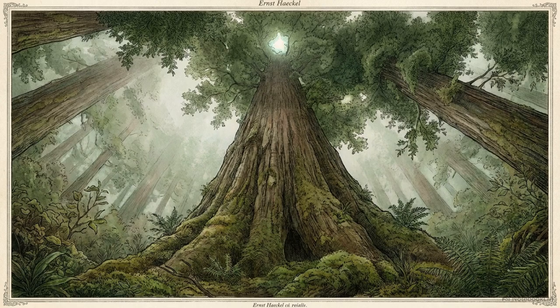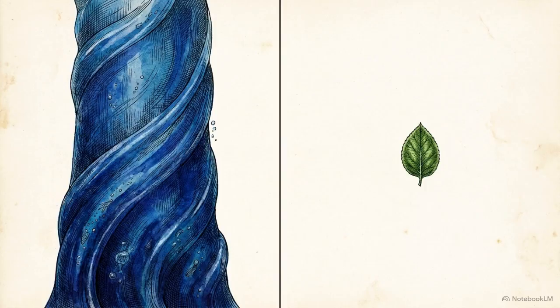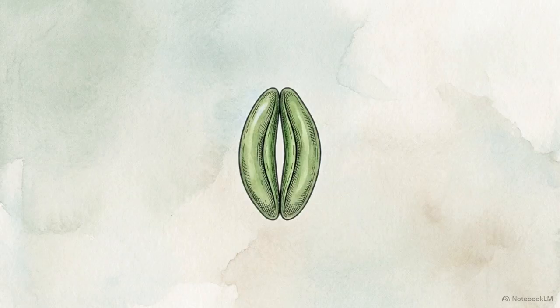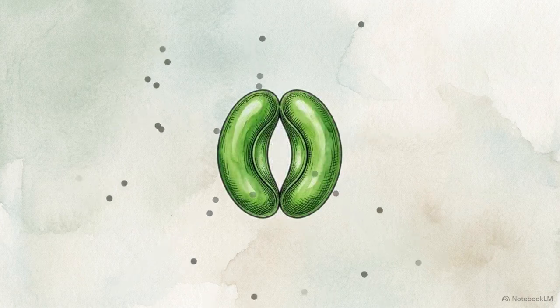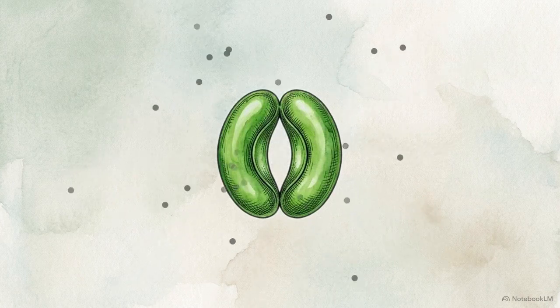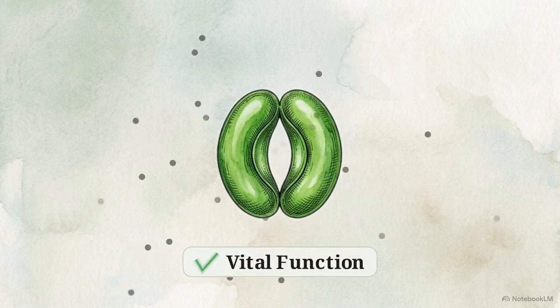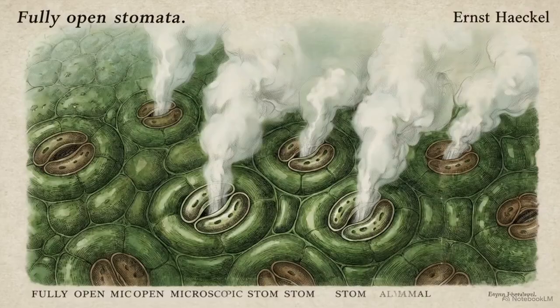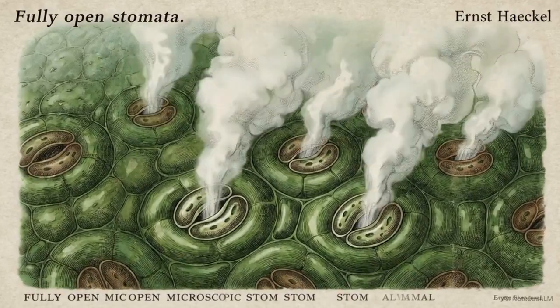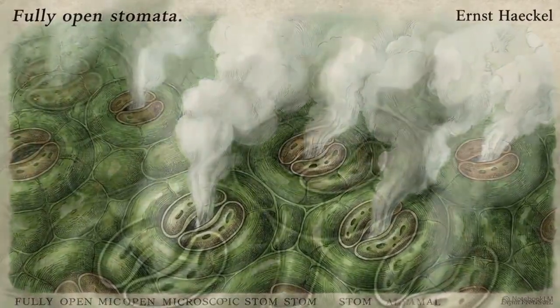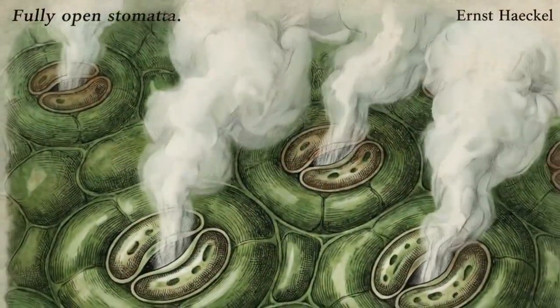This brings us back to the opening paradox. Why would nature tolerate a system that inherently wastes 98% of its primary resource? The answer comes down to a biological absolute. A plant must open its stomata to absorb carbon dioxide for photosynthesis. It is a strict, non-negotiable requirement. Because the valves must open for that vital gas exchange, massive water loss is an unavoidable thermodynamic consequence.